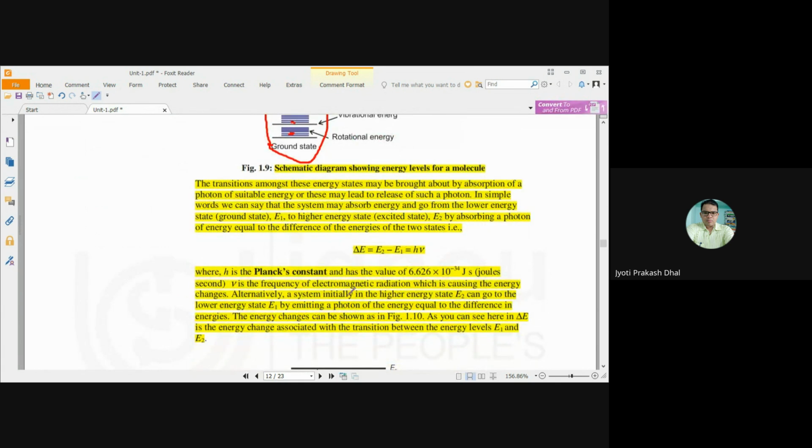Now, the energy difference between two energy levels is del E equals E2 minus E1, where E2 is the energy of the higher energy level and E1 is the energy of the lower energy level. So del E equals E2 minus E1, that is equal to h nu, where h is Planck's constant and nu is the frequency of the electromagnetic radiation required for transition of that electron or particle from one energy level to another energy level.